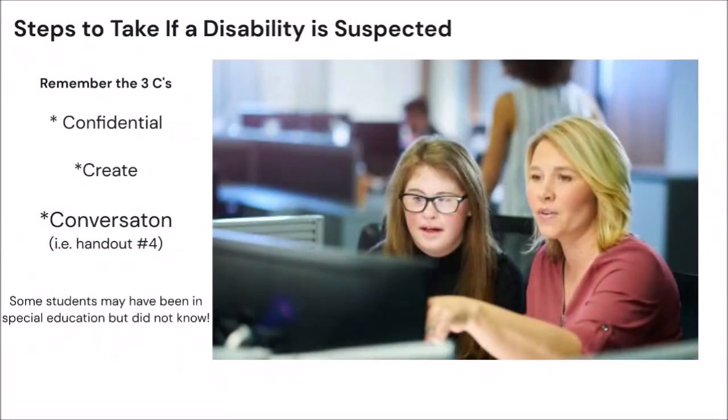So when looking at that, you have to understand the 3 C's. You have that conversation, and you have to start with that confidentiality agreement. So that student knows that everything we're going to talk about from this point on is going to be confidential. You want to create a folder and create a safe space for that student to be able to have that conversation. And with that conversation, if you look at number 4 on that handout, it has some questions that you can ask if that student may not know if they have a learning disability or not.